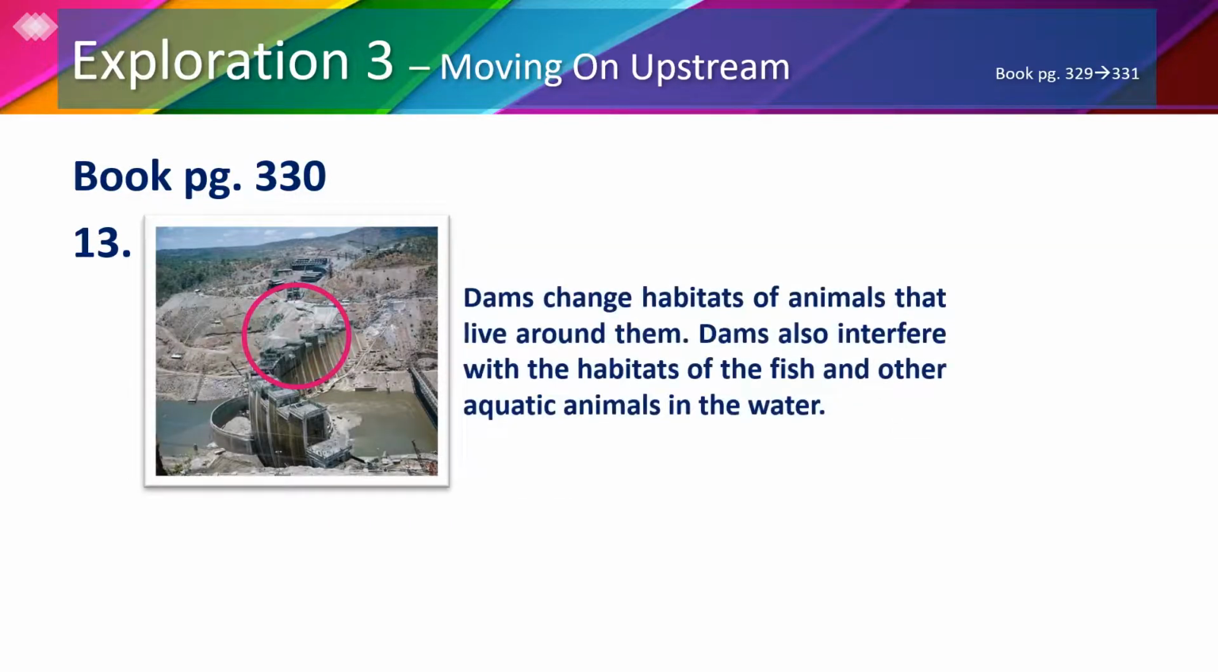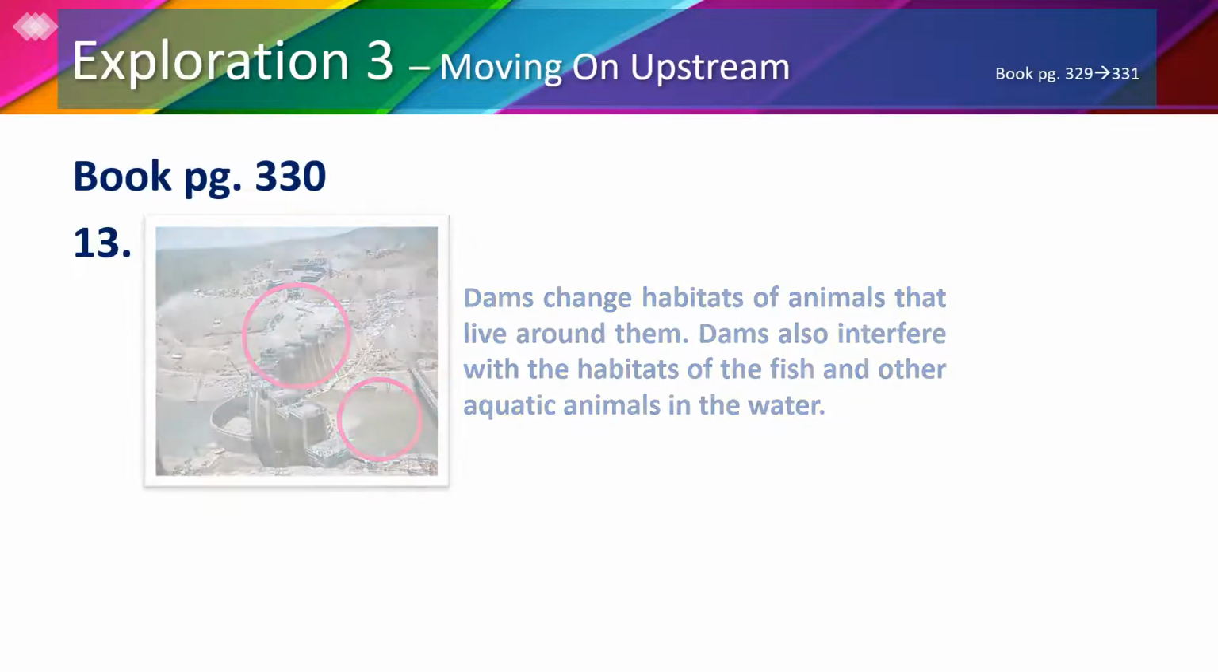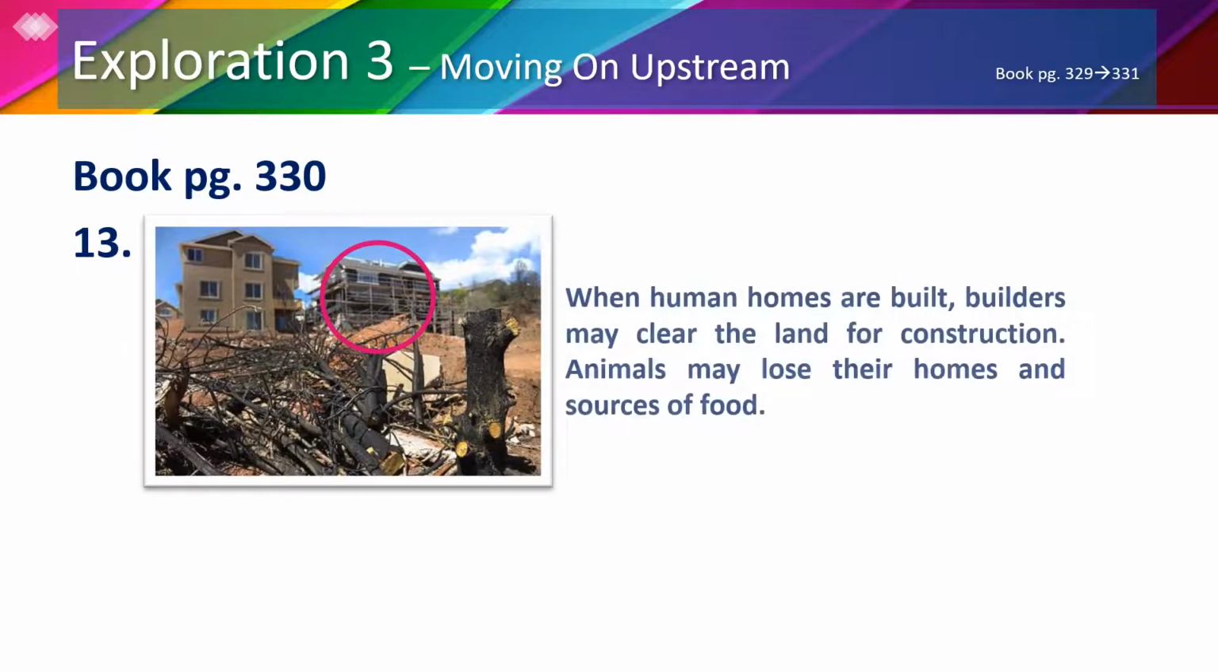Dams change habitats of animals that live around them. Dams also interfere with the habitats of the fish and other aquatic animals in the water. So we can circle this area here where the dam could have affected the living things. When human homes are built, builders may clear the land for construction. Animals may lose their homes and sources of food. So we can also circle this area here where it shows where the humans cut down the trees to clear the land.